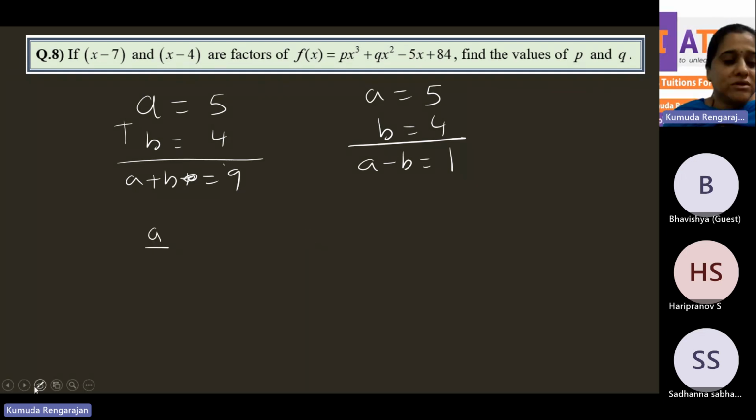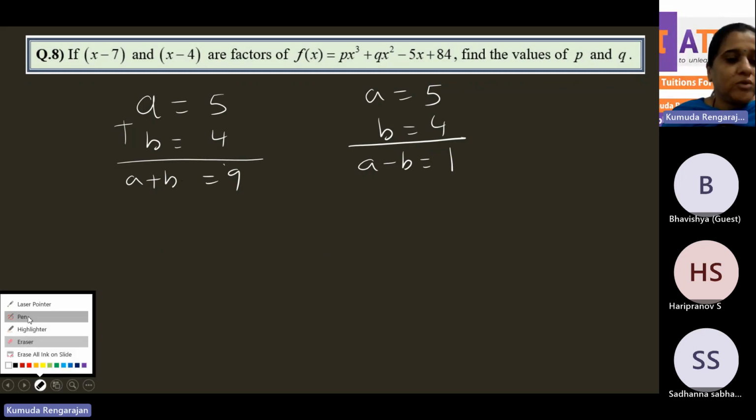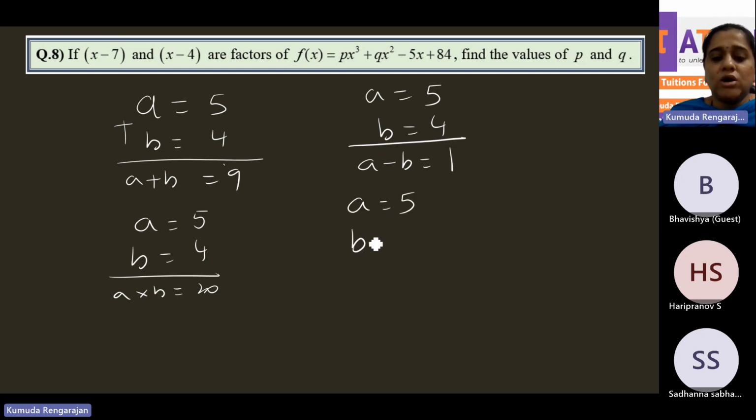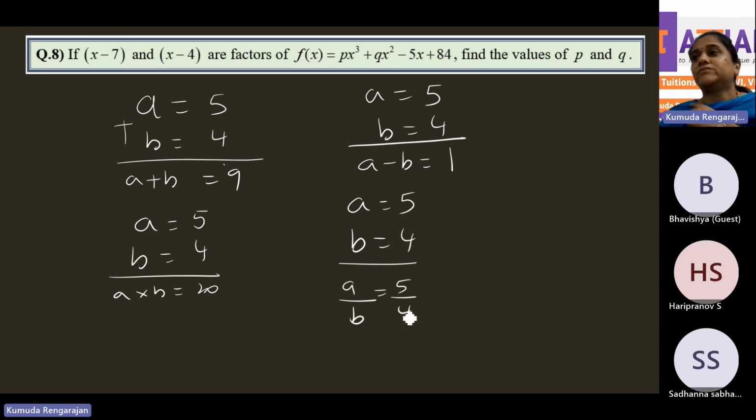You can multiply the equations. When you have two equations, you can add them, you can subtract, you can also multiply them. So you'll get A into B is equal to 20. You can also divide one by the other. So A by B is equal to 5 by 4. When you have two equations with you, you can add, subtract, multiply or divide them. You can choose to do anything you want according to the situation.